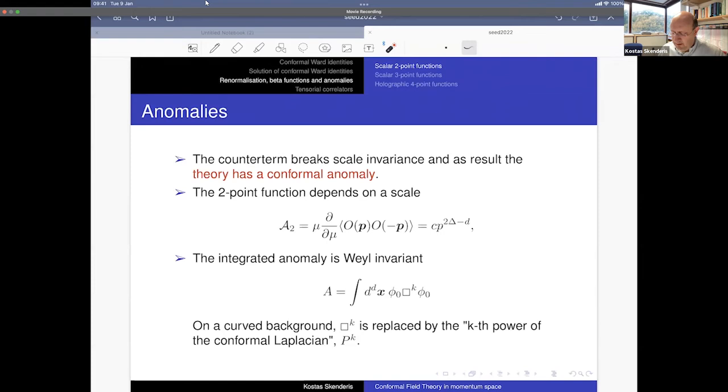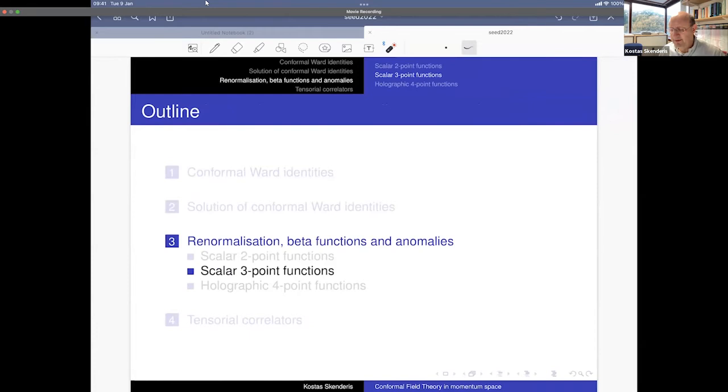Okay, so now next we're going to generalize that discussion to a three-point function where new issues arise. Any questions on the two-point functions?